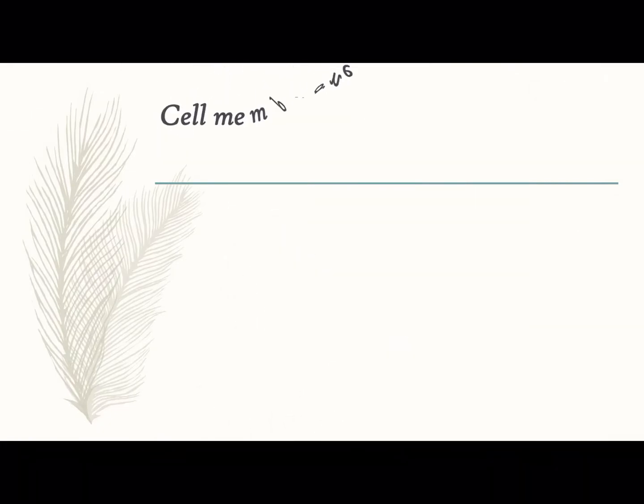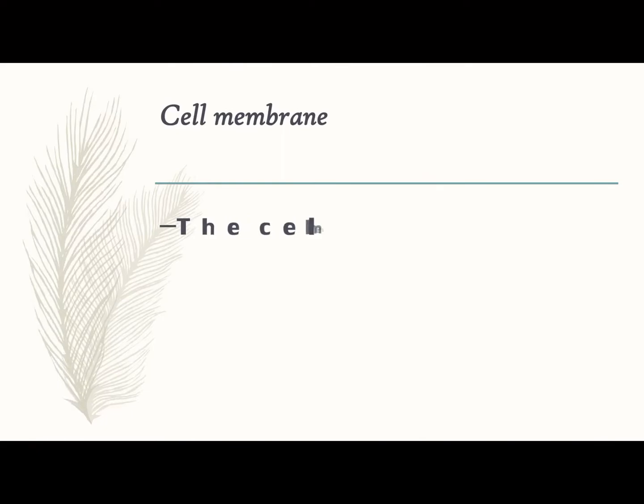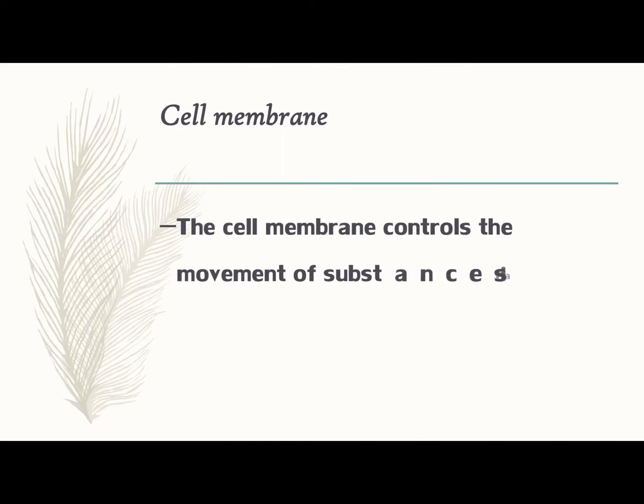So now let's talk about the cell membrane. The cell membrane controls the movement of substances in and out of the cell. So basically, the cell membrane has a property that is called semi-permeable. It only allows some substances to pass through it.